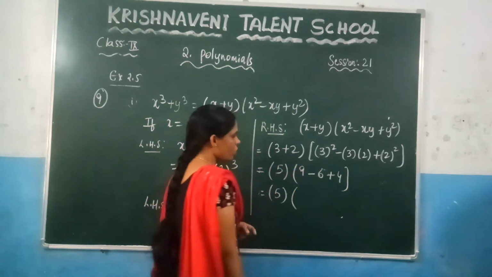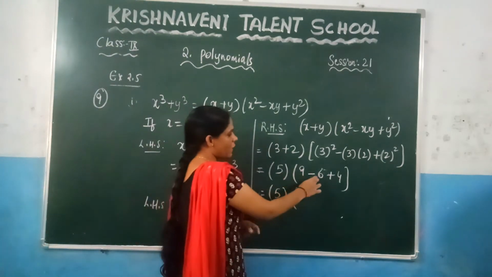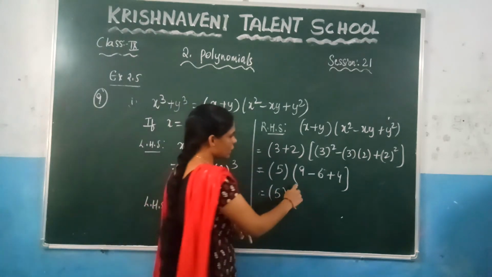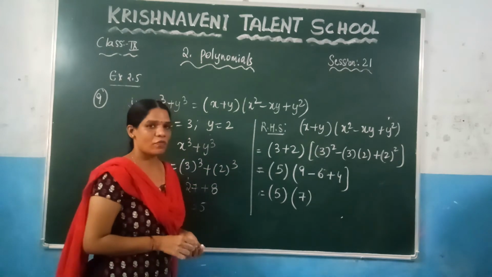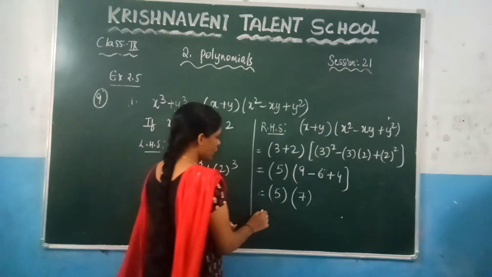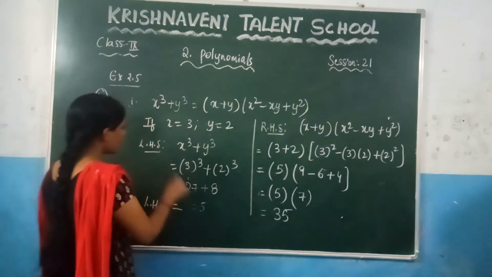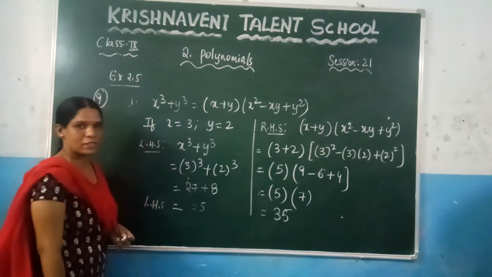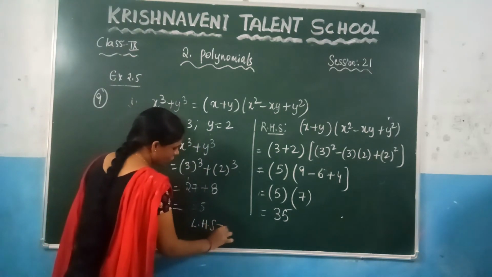So let us check what we are getting here. What is the value of 9 minus 6, which is 3. 3 plus 4 gives you 7. So here this total value which we are getting is 7. Now what is the value of 5 into 7, which gives you 35. Right? Here you got the LHS value as 35 and you got the RHS value as 35. From this you can state here LHS is equal to RHS.